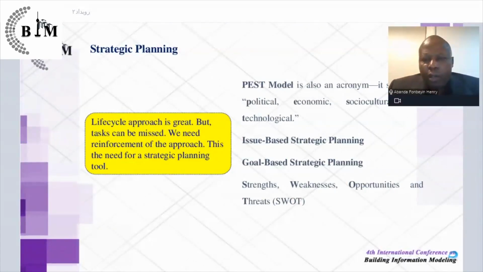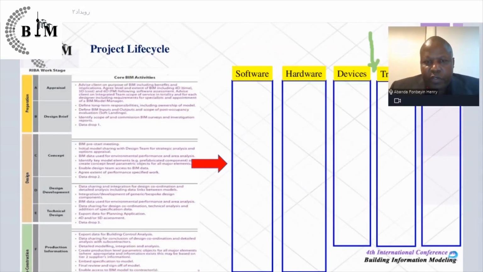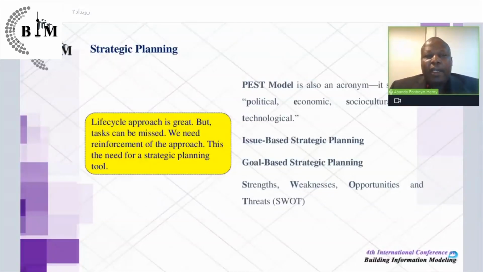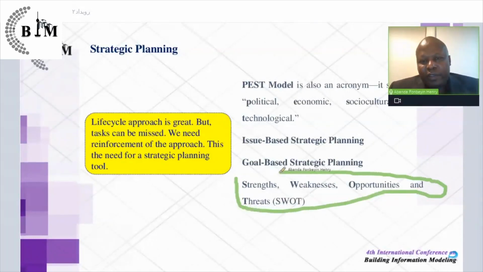Now, remember, in my previous slide, I identified the core BIM activities and then highlighted high-level resources needed for these activities. But given that this might be something that an individual may do, it is systematic, no doubt, but there are chances that we may forget certain activities. And that is where we have to think about using a strategic planning tool. You have here different strategic planning tools, and I'm only going to focus on SWOT, which is strengths, weaknesses, opportunities, and threats.